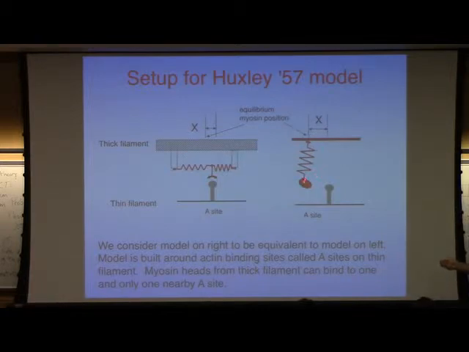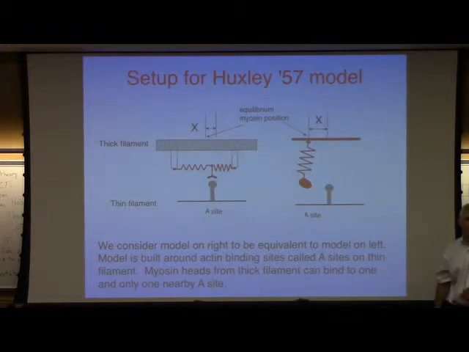Say if this myosin attaches to this A site, it's going to generate a force, but it's only going to be in this direction, which is left-right, so parallel to the thick and thin filament. Now, as I was saying, obviously if this was a spring and you attached, it might generate a force which is perpendicular to these filaments, but we're going to ignore that.